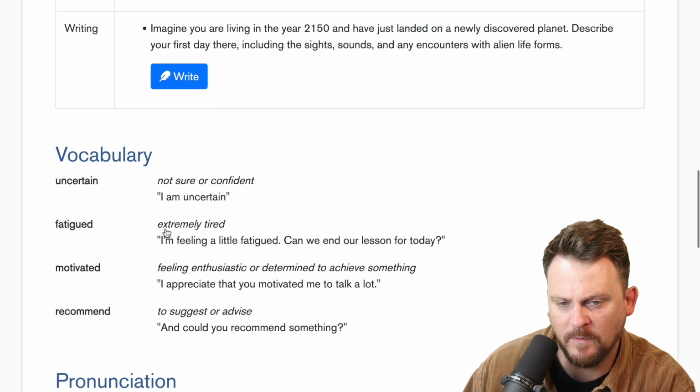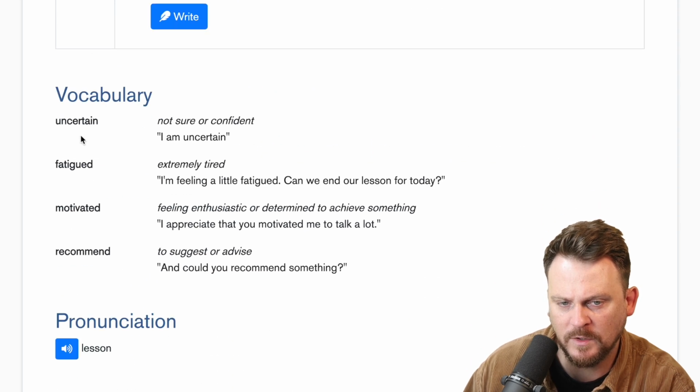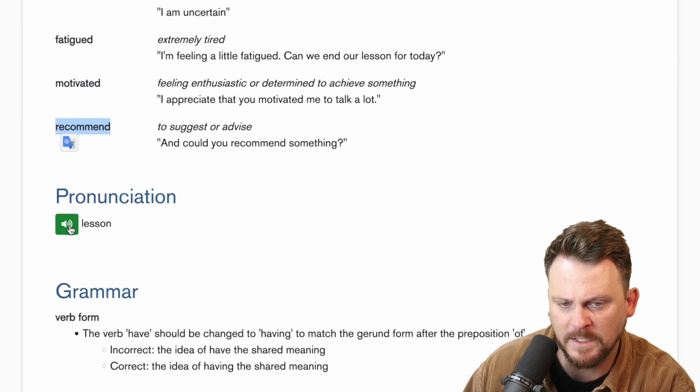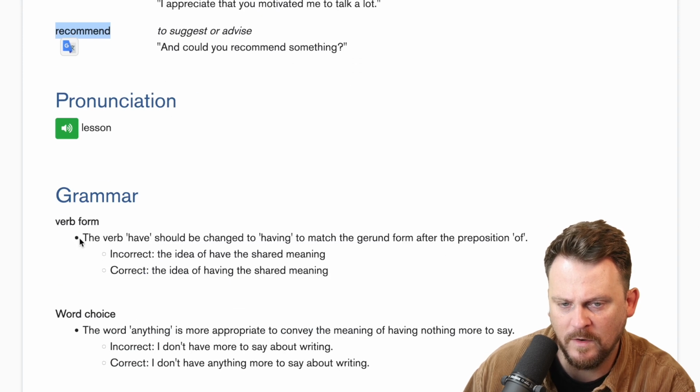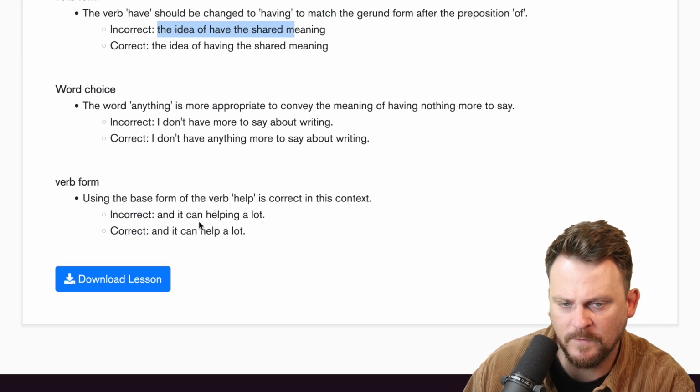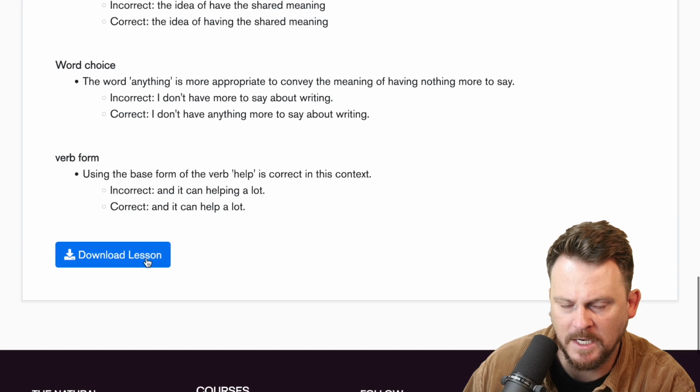Interesting. Practice my writing. Vocabulary: uncertain, fatigued, motivated, recommend. Pronunciation, the word lesson. Lesson, okay. Grammar, verb. The verb have. I said the idea of have should be having. Word choice, verb form. Using the base form of the verb help is correct in this context. It can helping a lot. It can help a lot.